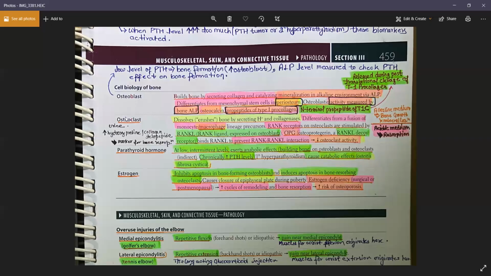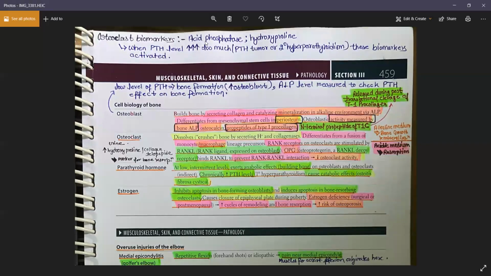Whenever I have a high activity of these osteoclast cells, I can measure the level of hydroxyproline and the collagen telopeptides. These are the markers of my bone resorption. I can also measure the activity of my acid phosphatase, so whenever I get the activation of osteoclast, I can measure the acid phosphatase activity and the hydroxyproline levels. And for the PTH, I can measure the cyclic AMP level also. They will give me an idea of the bone resorption.